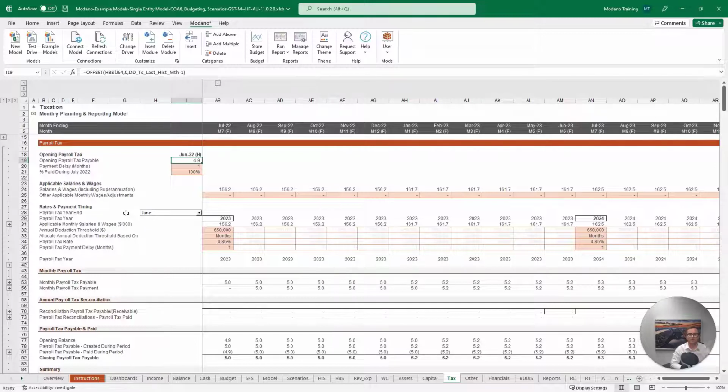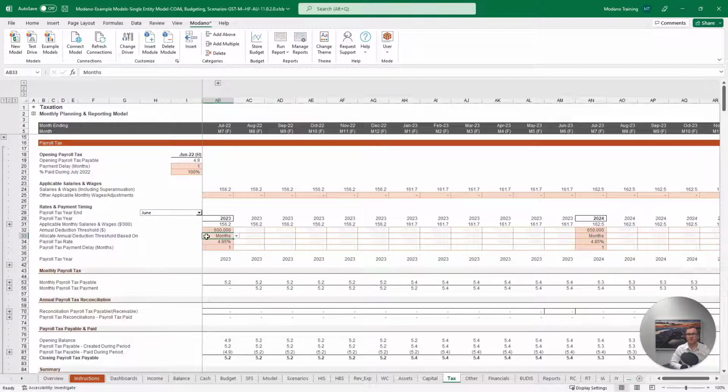Now, in calculating our payroll tax expense, our next assumption is then the annual deduction threshold. This is the threshold over which you must pay your payroll tax. As you can see, we currently have an annual deduction threshold of $650,000, and we can update this assumption by simply writing over the top if we had, for example, a $600,000 annual deduction threshold.